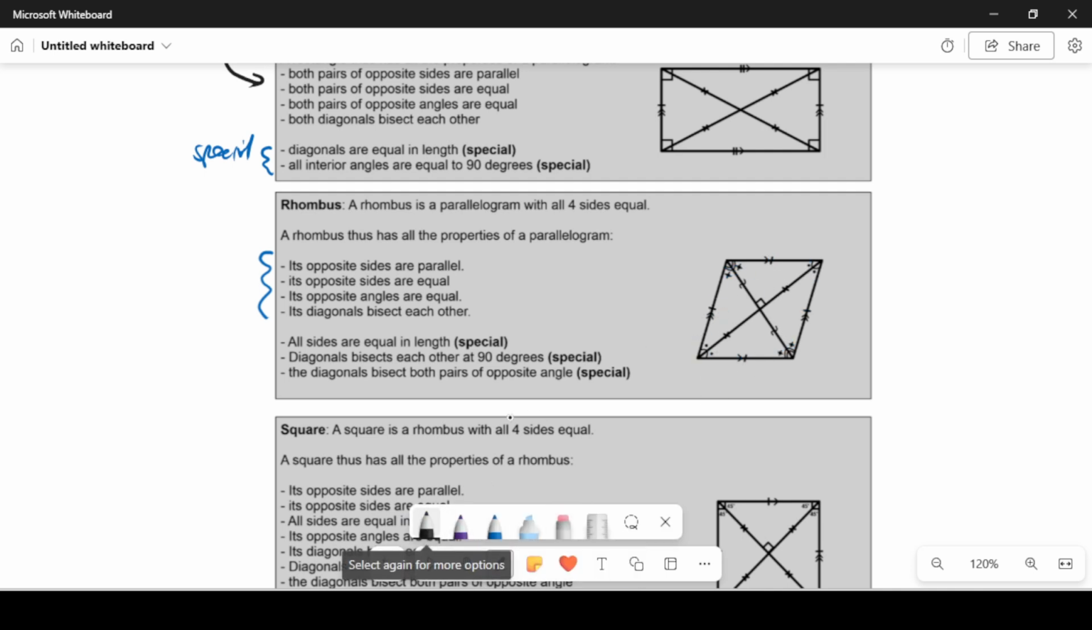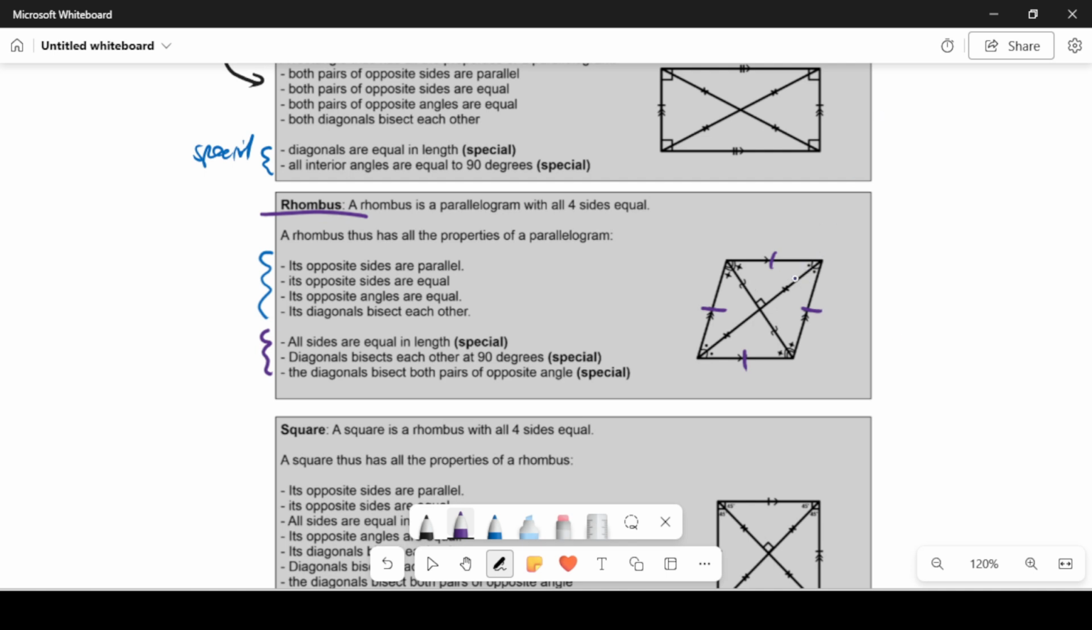So that comes from where? From the parallelogram. But what makes it special, right? The fact that it's a rhombus, we gave it a new name, means something has to make it different, isn't it? All sides are equal in length. So we're saying that the opposite sides are equal, right? But now we're saying all sides are equal in length. So we can do that now. All have to be the same, right?